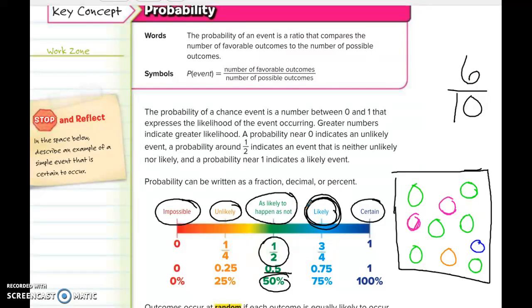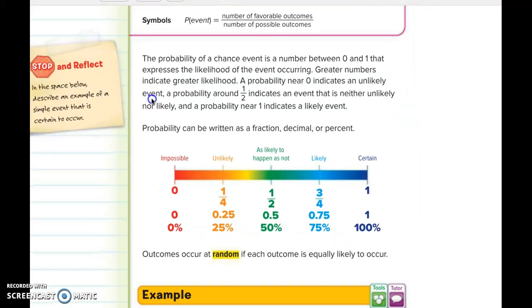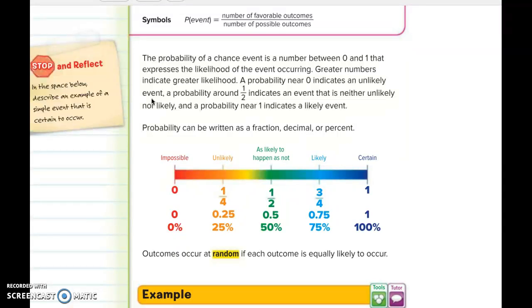Okay? And then again, it talks about probability can be written as a fraction, decimal, and percent. So then we have all of those listed underneath our spectrum. At the very bottom here, it says the outcomes occur at random if each outcome is equally likely to occur. Okay?